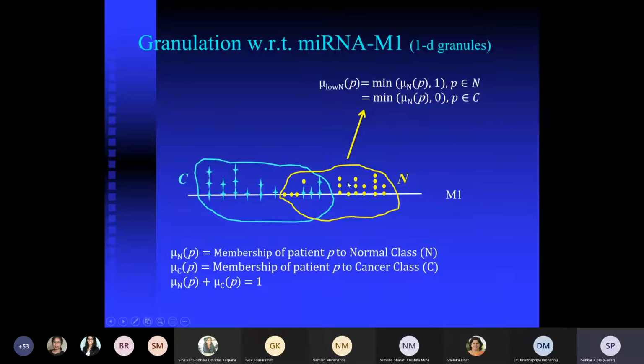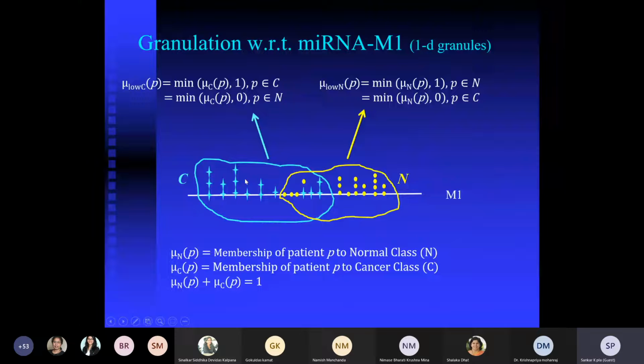For patients from the cancerous class, I take the minimum of their membership values for normal and 0, so that the values become all 0. So for any patient belonging to the normal lower approximation, the membership value is that of the normal patients for belonging to this class, because for the others it becomes 0. Similarly, I can compute for cancerous patients.